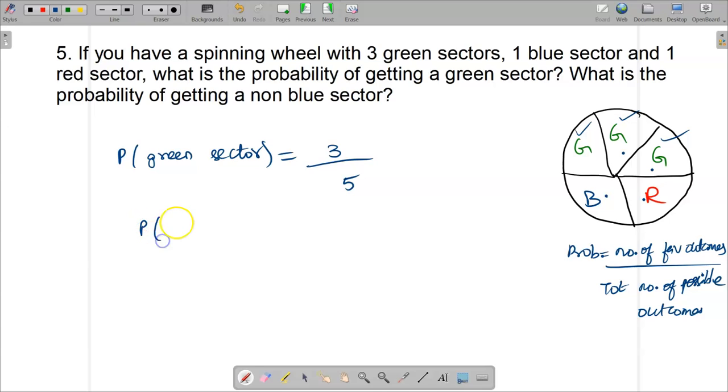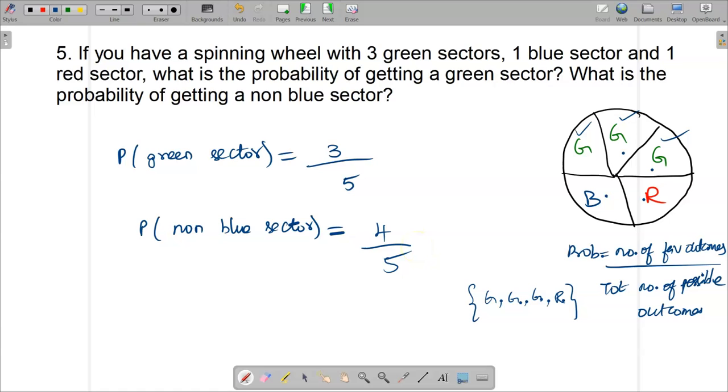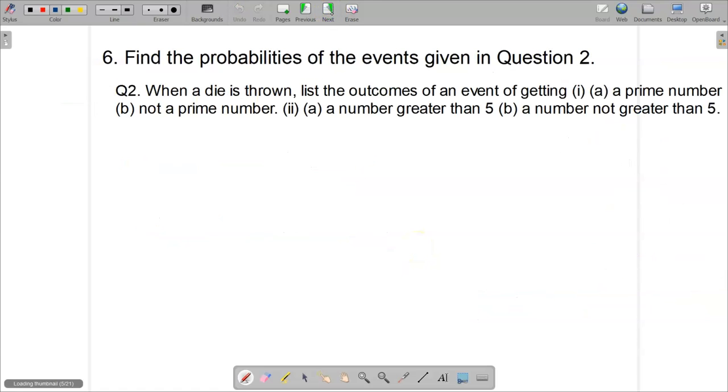Similarly, the probability of getting a non-blue sector. Non-blue sector means except blue. So except blue, what are all the other sectors? 3 greens and 1 red. If you want, you can write it like this: 3 green and 1 red. So 1, 2, 3, 4. 4 favorable outcomes out of total possible outcomes 5. So 4 by 5 is the answer.